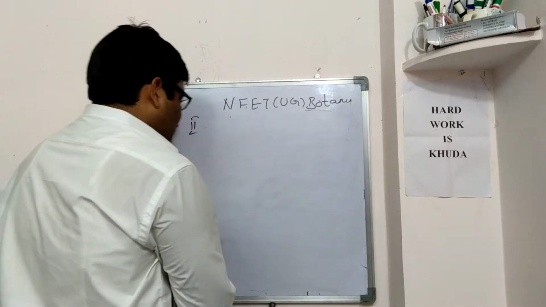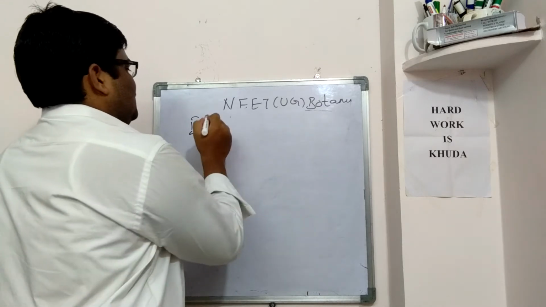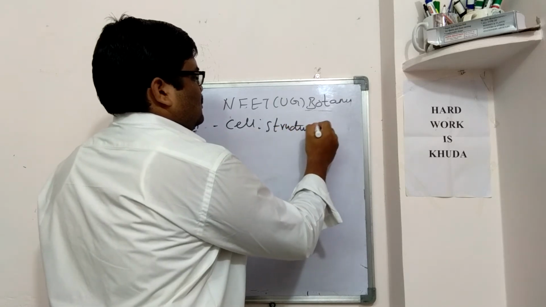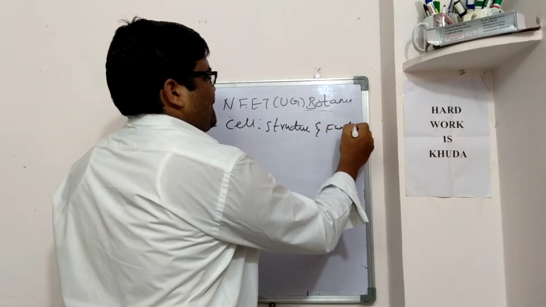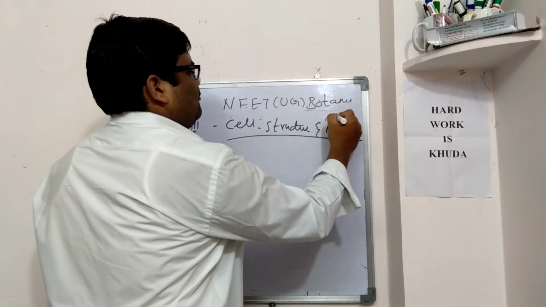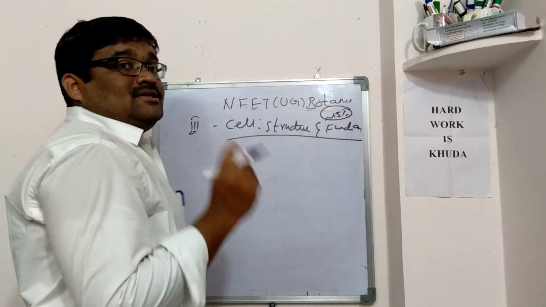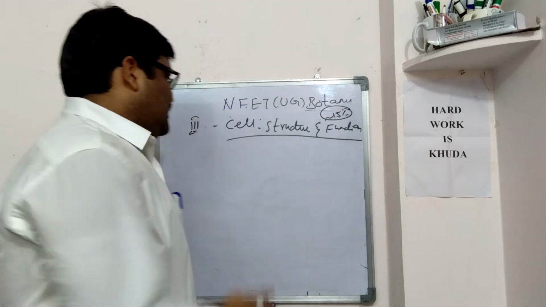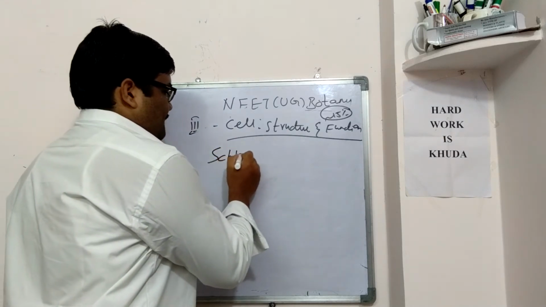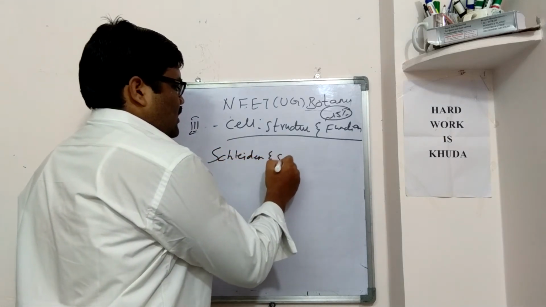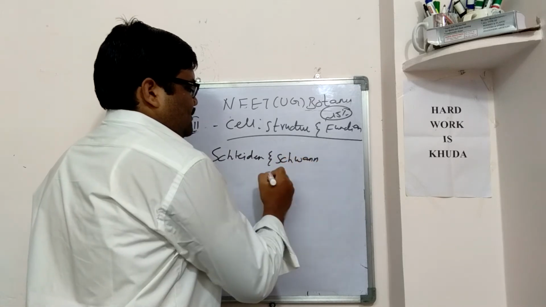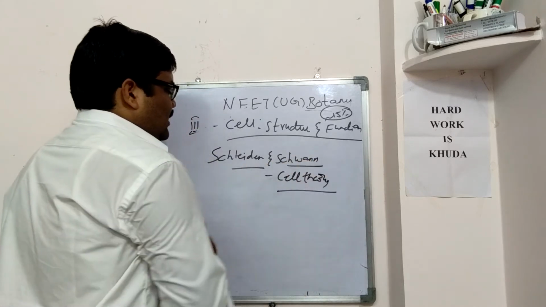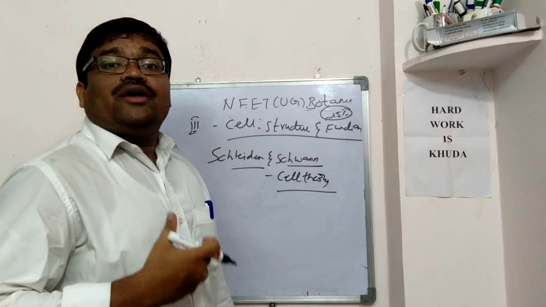Okay, the third unit in +1 is cell structure and function. Cell structure is around nearly 15%. Very important. In cell structure, we have to focus on the basic aspects of cell, like cell theory, for example, Schleiden and Schwann. Cell theory. Rudolf Virchow, he has improvised the cell theory.